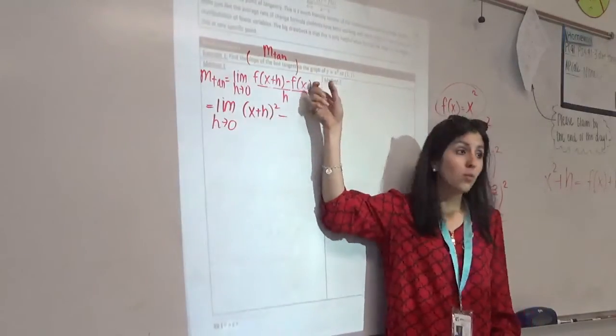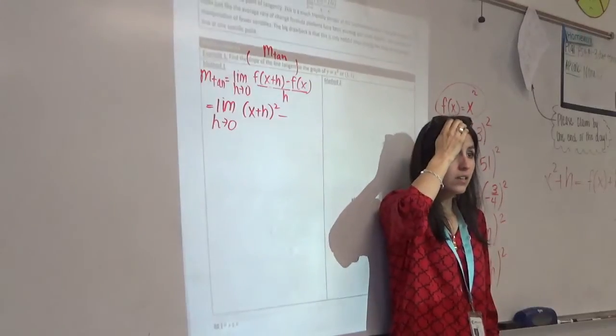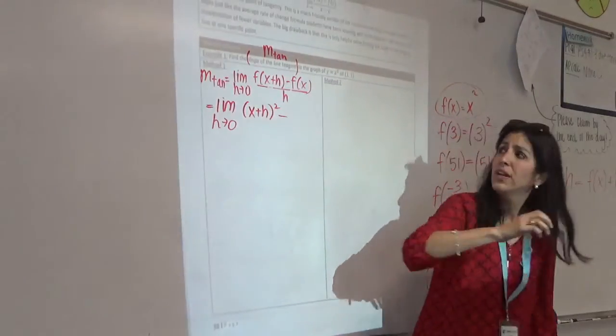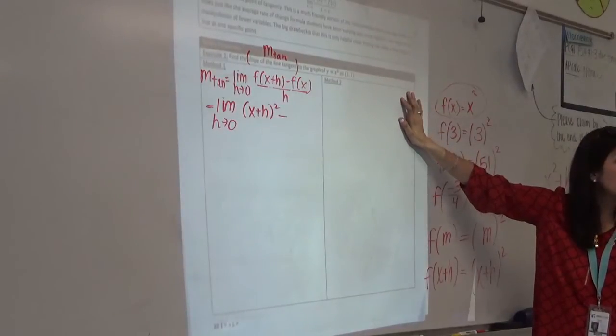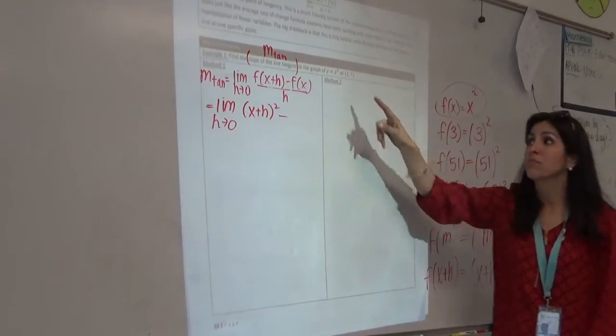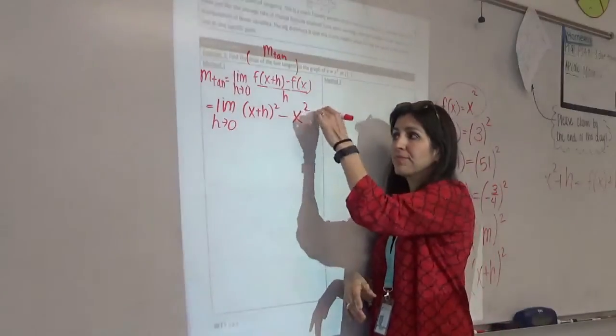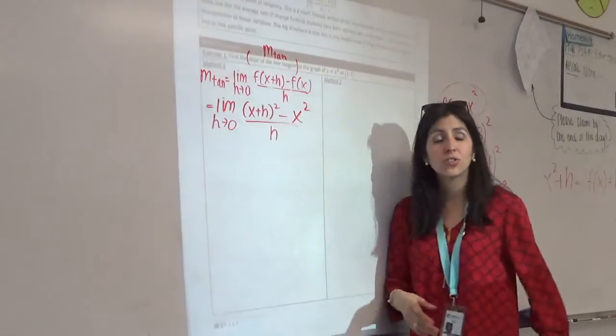Minus. What function are we looking at here? What did they ask us for? Slope of the line tangent to the graph of y equals x squared. My function is an x squared, and I'm dividing by h.